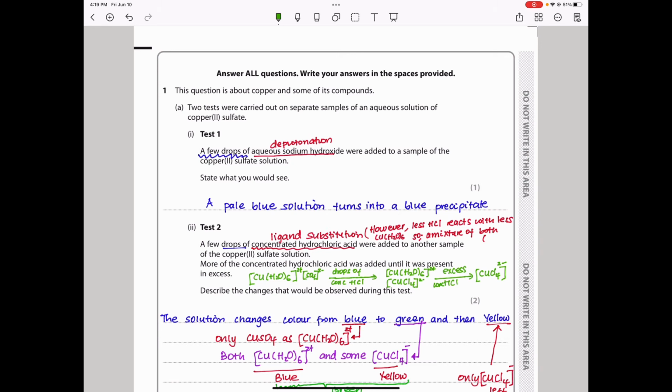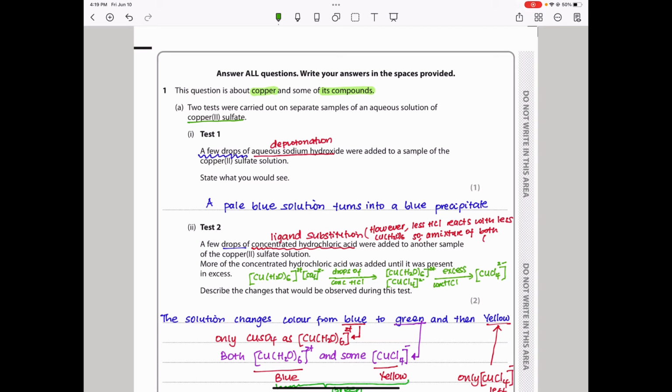Question 1 says, this question is about copper and some of its compounds. So we have to make sure we know that this is talking about copper and the compounds of copper. They say, two tests were carried out on separate samples of an aqueous solution of copper(II) sulfate. Test 1: a few drops of aqueous sodium hydroxide were added to a sample of the copper(II) sulfate solution.